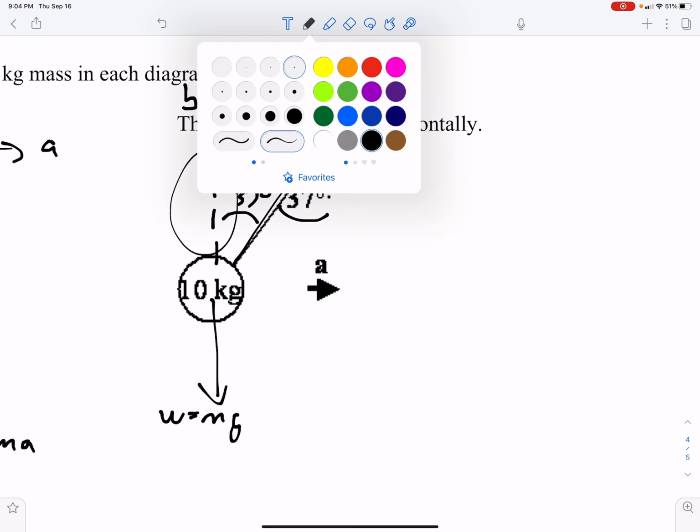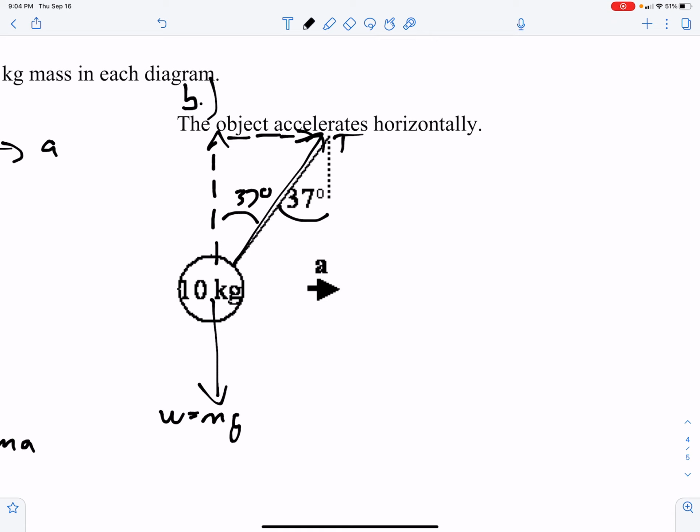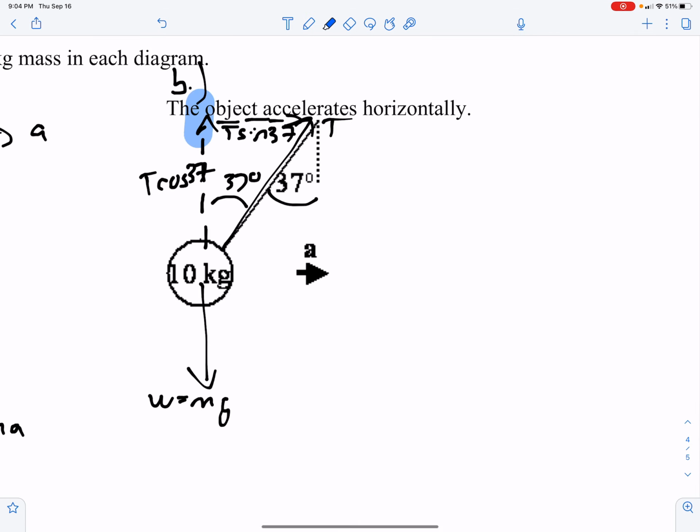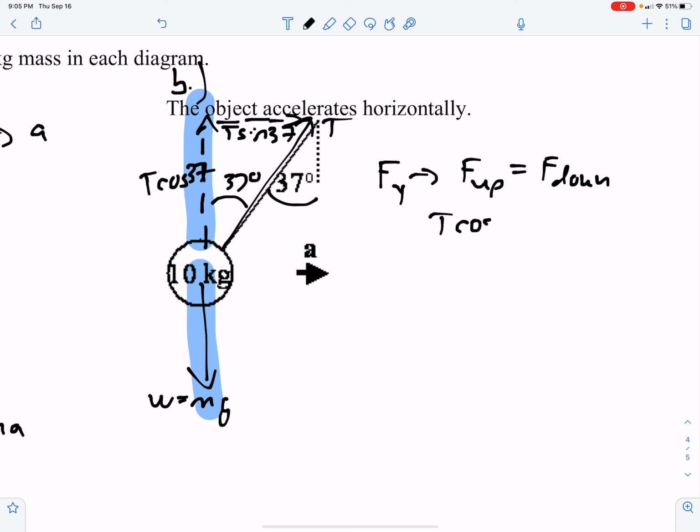Since this is the adjacent side of tension, this side will be T cosine 37. And across the top, it'll be T sine 37. Again, let's get in the habit of doing our vertical forces first. Our vertical forces are balanced. We may be horizontally accelerating, but vertically we're not. So in the y direction, we're going to balance our forces. Forces up equal forces down. And we get T cosine 37 equals mg.